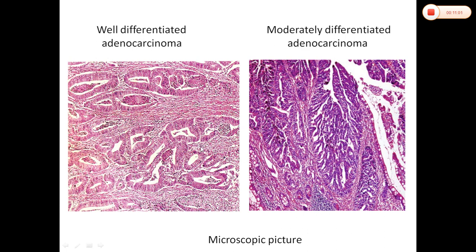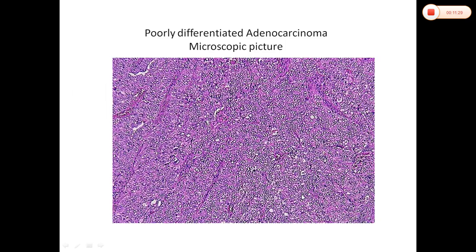So this is the microscopic picture of well differentiated adenocarcinoma. In the left side picture, the tumor cells resemble the native tissue of origin. The tumor cells here are arranged in a glandular pattern. That's why it is called well differentiated adenocarcinoma. The right side picture is a moderately differentiated adenocarcinoma. That means both glandular pattern as well as infiltrating cords and sheet pattern are there. As some glandular pattern is retained, it is called moderately differentiated adenocarcinoma.